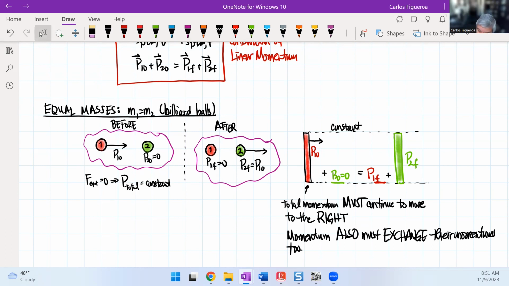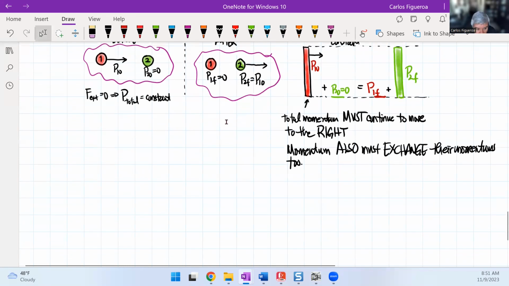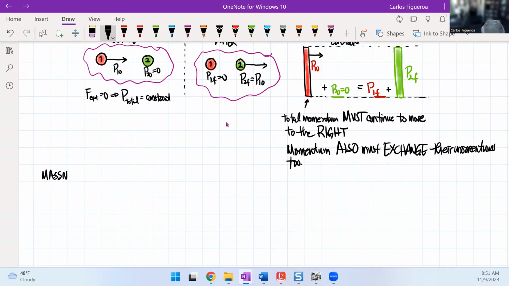Okay, so now let's go to another example. The next example I want to do here is that I want to imagine that I have a massive target. So what do I mean by a massive target? I'm going to imagine that M1 is much, much smaller than M2, which means I'm going to shoot a golf ball at a bowling ball.